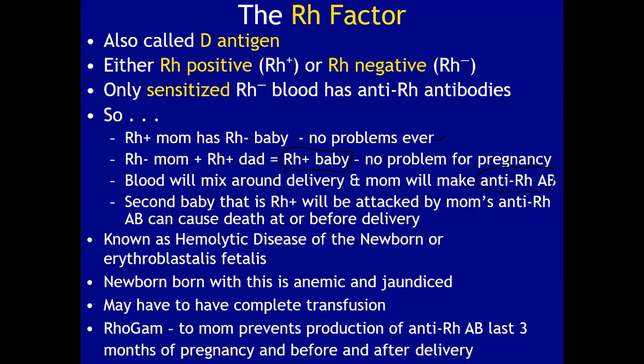Now, we came up with a drug. The drug is called RhoGAM, and moms are given RhoGAM if you're Rh negative. So if you're Rh negative, at about the last 3 months of pregnancy before delivery, RhoGAM is going to be delivered. That way, if you have an Rh positive baby because you're Rh negative, you won't make antibodies to the Rh positive blood. And that's why we don't have to have blood tests anymore, because we figured out a way around it.